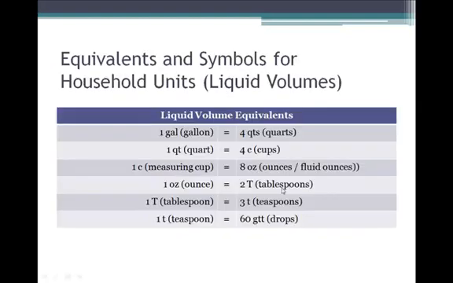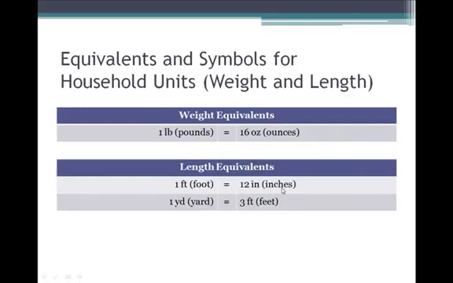Here are some equivalents within the household systems: gallons to quarts to cups, ounces, tablespoons, and teaspoons. And then for 1 teaspoon there are 60 drops. And then the symbols are also included here in this slide. Here are some other equivalences with weights and lengths.